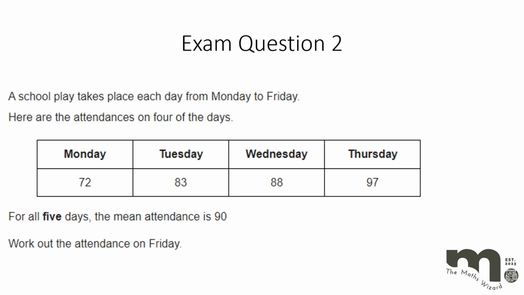So in this next example then, a school play takes place each day from Monday to Friday. Here's the attendance for 4 of those days, but for all 5 days, the mean attendance is 90. So again, we've got a missing number here. We need to work out that missing attendance. So pause your video and have a go.